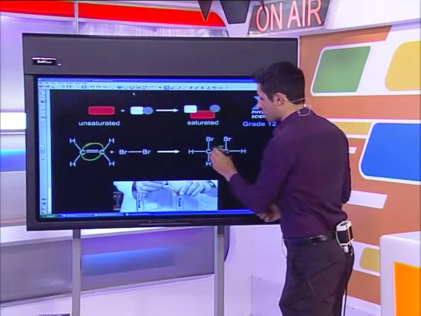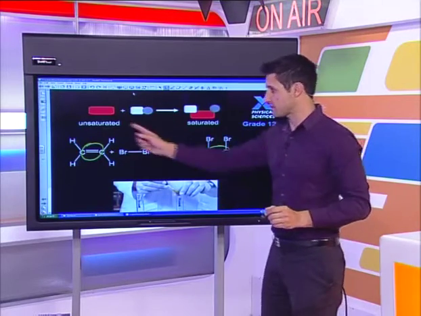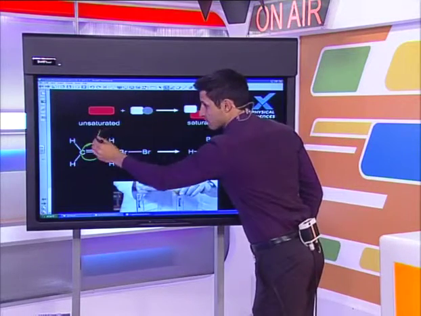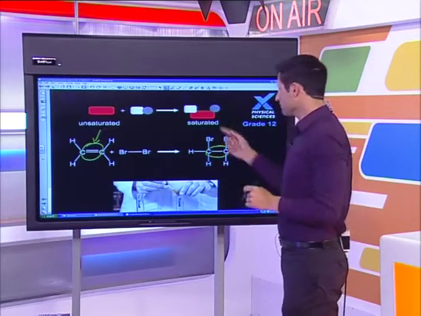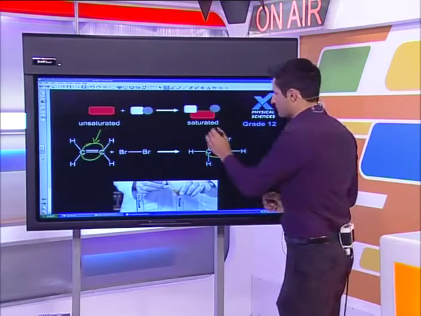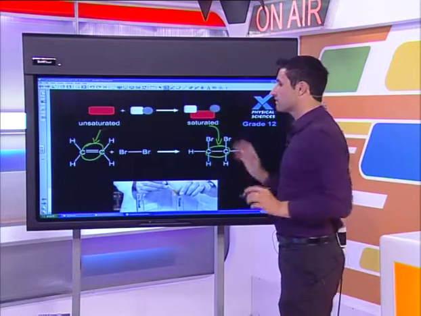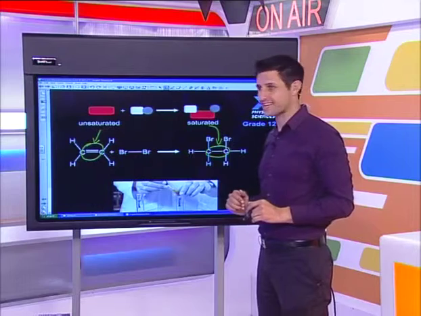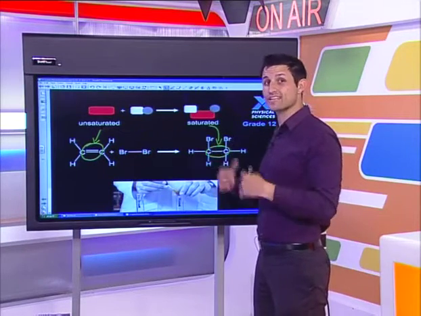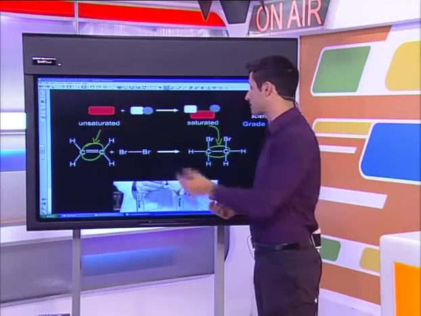We've got no more double bond over there. I started unsaturated, and that shows me a double bond is unsaturated. A single bond is a saturated one. Now, this particular reaction which I've shown you is a very, very important test. This allows me to test for unsaturated compounds.